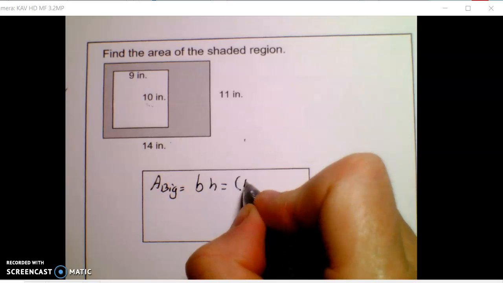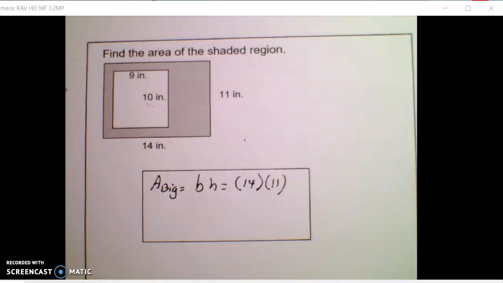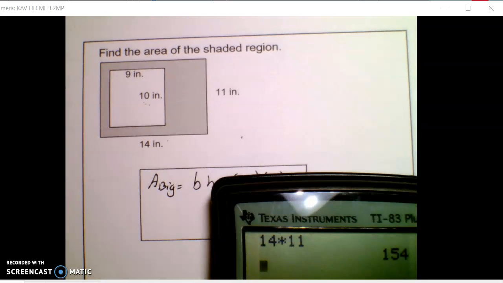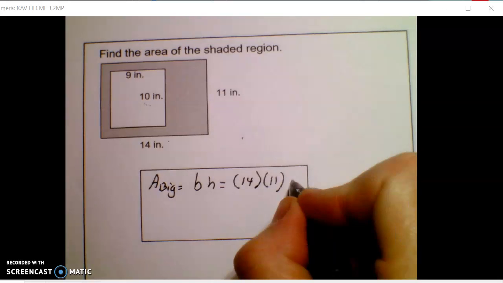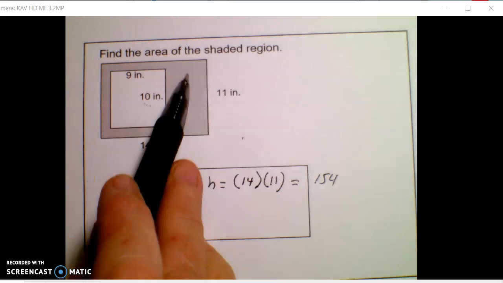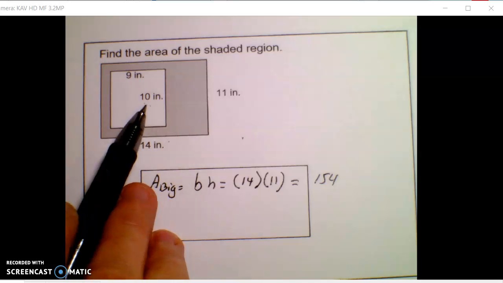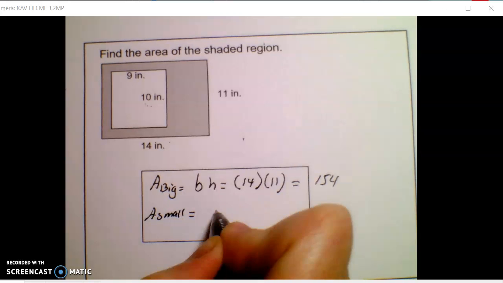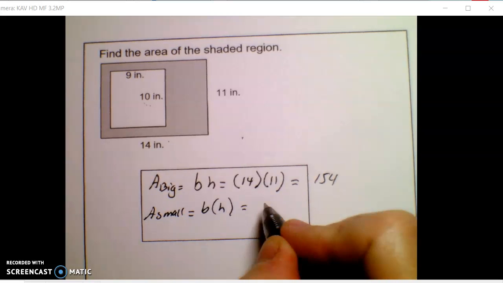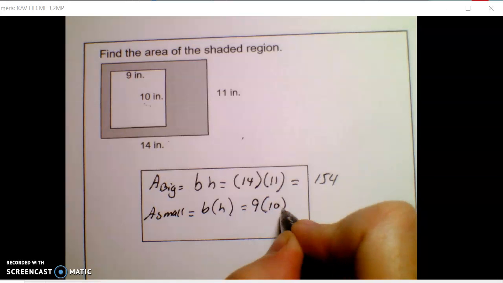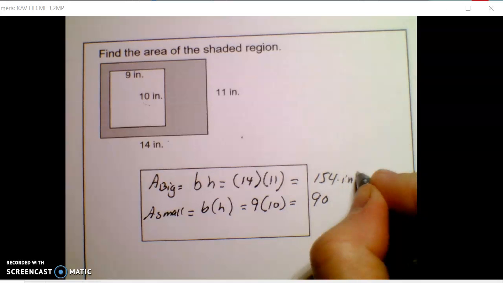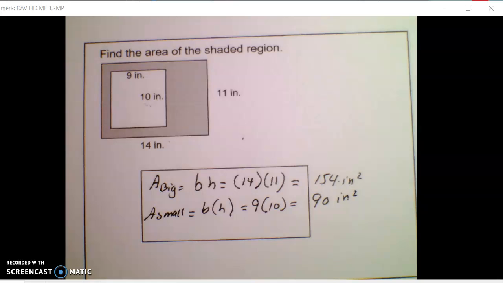This is 14 times 11. Okay, 14 times 11 is 154. Okay, so that is the area of the shaded region, including that part. We want to get rid of that part, though. So let's find the area of the small. Base times height. The base is 9, and the height is 10, so we have 90. So we have here 154 inches squared, and here we have 90 inches squared.